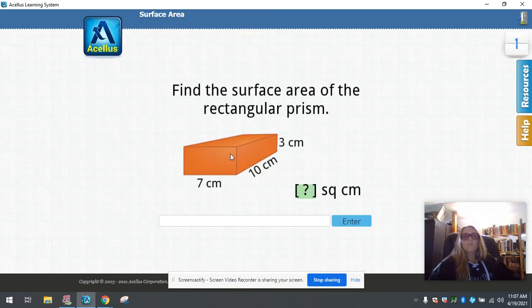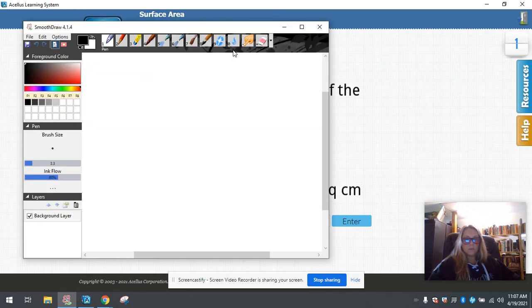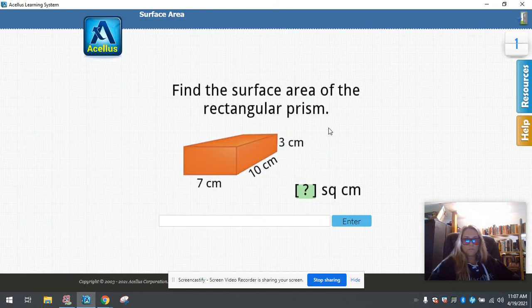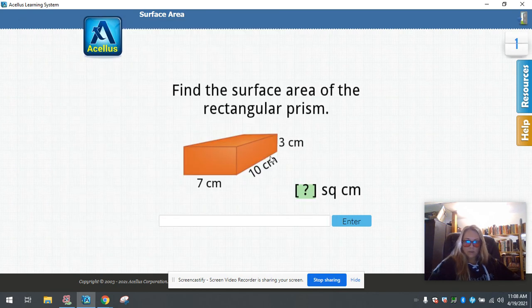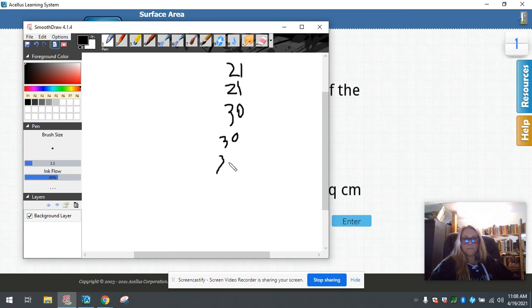Okay. So this area, the front area, is going to be 7 by 3. 7 times 3 is 21. And I have 2 of them that are that area. The sides are going to be 10 by 3. 10 times 3 is 30. And again, I'm going to have 2 of them. And then the bottom and the top. So I'm going to have 10 by 7 for the bottom and the top. 10 times 7 is 70. And again, I have 2 of them.